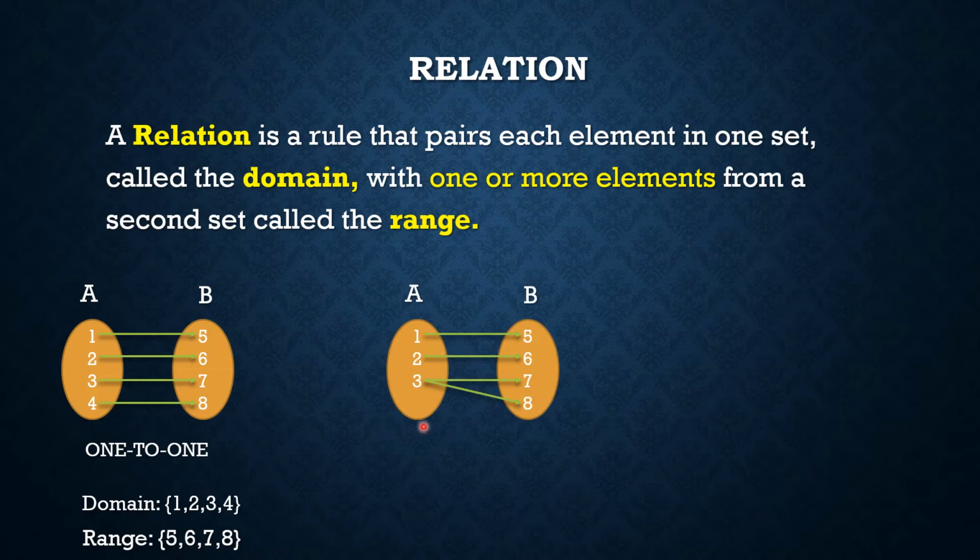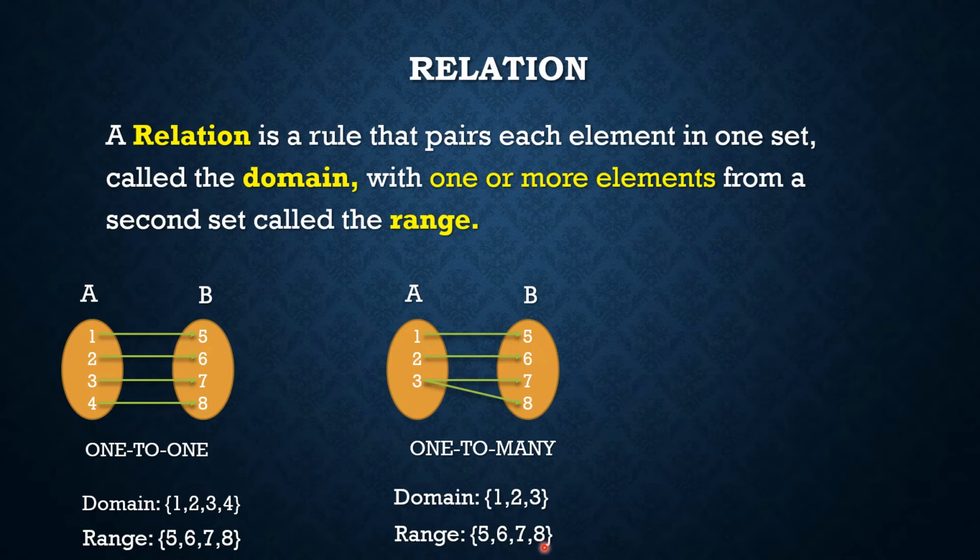Another example is this one. So, by looking at the mapping diagram, we can see that there is an element ni set A na nakamap sa element ni set B ng higit sa isa. So, makikita natin si 1 nakamap kay 5, si 2 nakamap kay 6, si 3 nakamap kay 7, at nakamap kay 8. In this scenario, ang tawag natin dito ay one-to-many relation. Kasi merong element ni set A na nakamap sa higit sa isang element ni set B. Tulad nito example natin. Okay? So, this is a one-to-many relation. At ang domain natin, makikita natin we have 1, 2, 3. At ang range natin ay 5, 6, 7, and 8.